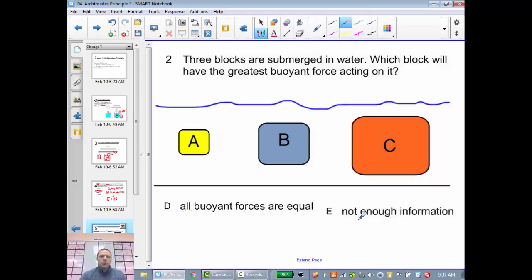Okay, hopefully you had a chance to pause and do the question. The correct answer is C. Object C has the greatest buoyant force acting on it because it's the largest volume object and it displaces the most water. And because it displaces the most water, it moves the biggest volume, which has the biggest weight of water, and that would be the largest buoyant force.